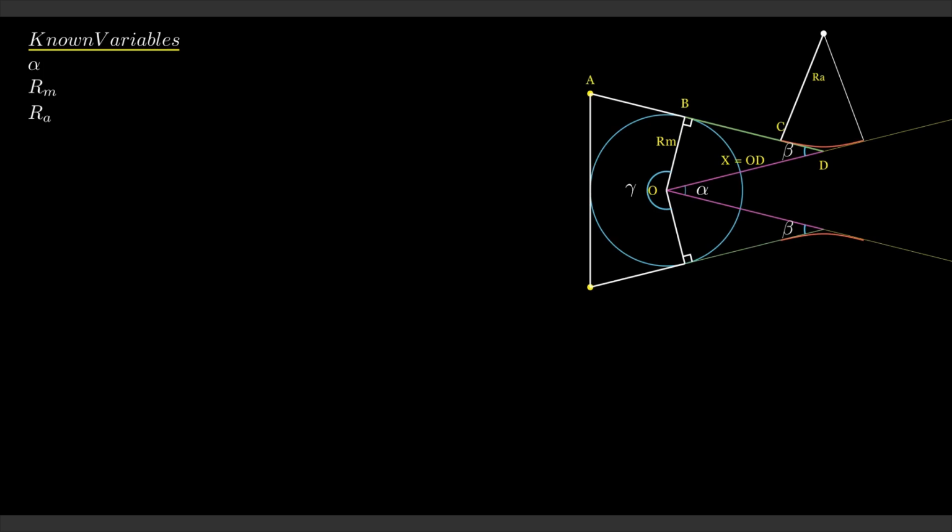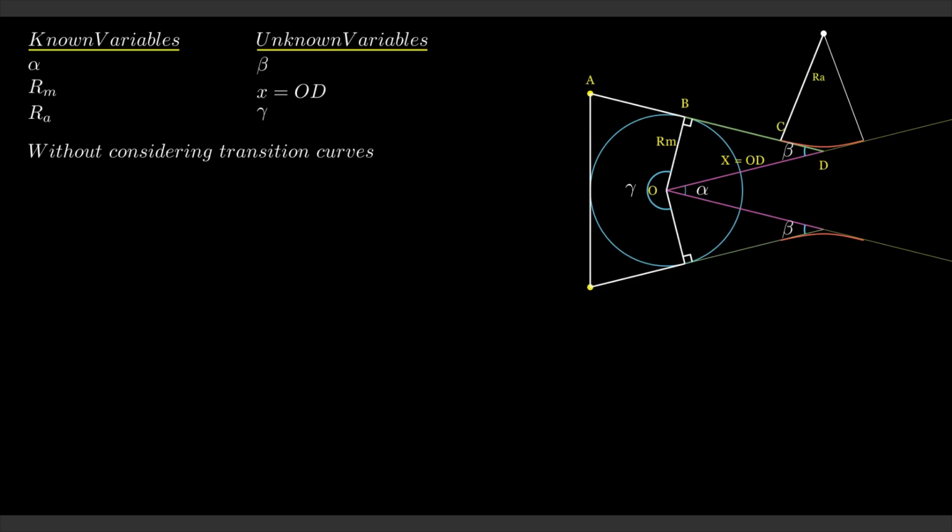Ra, radius of approach, which is at the designer's discretion. The unknowns are beta, x or OD, and gamma, the actual deflection angle of the main curve. Let's begin without transition curves. By basic geometry, the tangent length of the approach curve is given by CD equals RA times tan half beta. For triangle OBD, using the tangent relation, tan beta equals RM by BD, where BD equals BC plus CD.